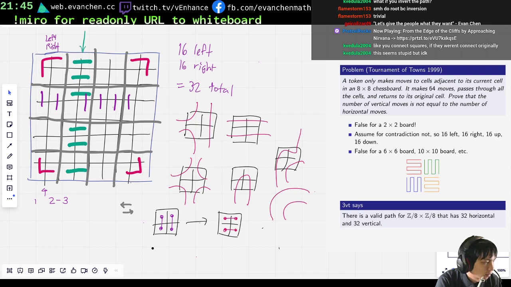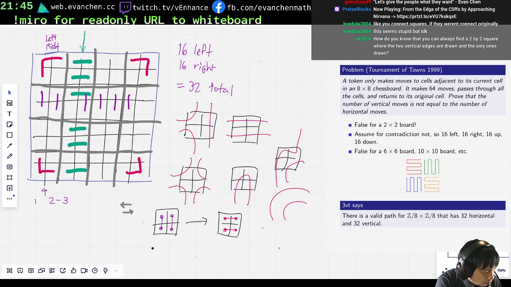You connect squares. There's an interesting thing where I think you can... No, you can't. What am I talking about?